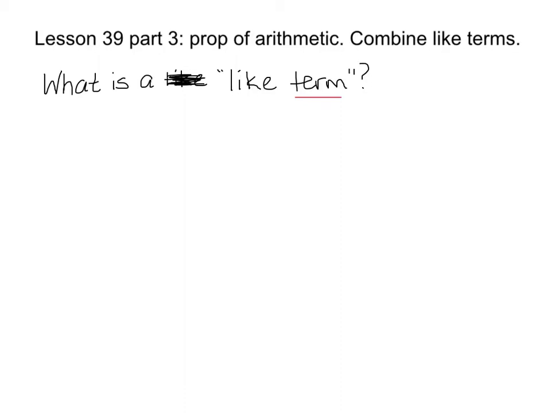The term could be just a number. So a term is: a number, or it can be a variable, or it can be a number mixed with a variable. That would be a term also. It can be a variable to an exponent amount. These would all be considered terms.